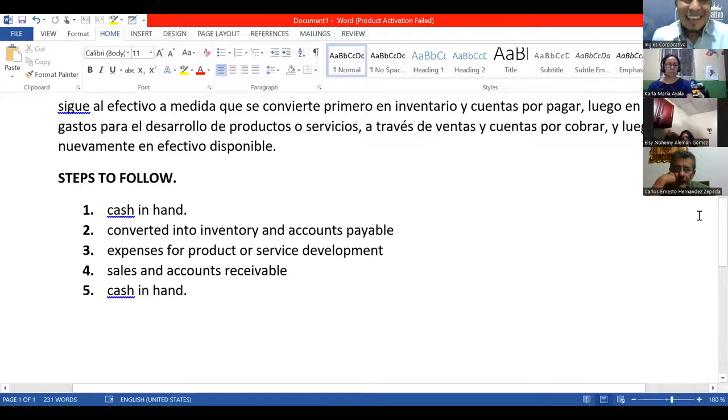So, listen. Make it simple. In a cash flow cycle, first you have the cash in hand, the money. You have the money in hand. Second, that becomes inventory or accounts payable. So you pay for the products or you pay for the raw material.